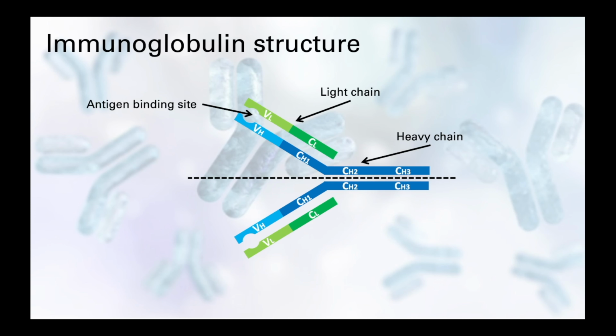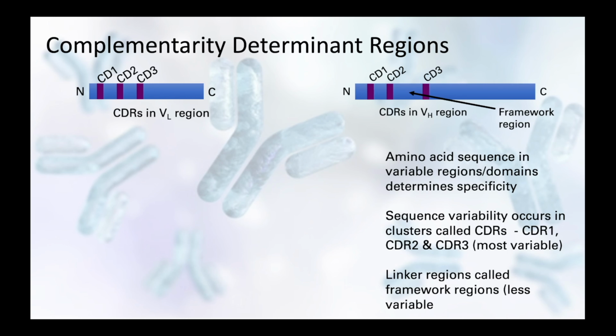The specificity is encoded within regions of the variable domain called complementarity determining regions, which are also sometimes called hypervariable regions, and there are 3 in each of the heavy and light chains. These are called CDR1, CDR2, and CDR3, with CDR3 being the most variable. The regions between the hypervariable domains are somewhat less variable, and we call these the framework regions. The amino acid sequences in the variable regions vary dramatically between antibodies and confer a unique specificity on that individual antibody.